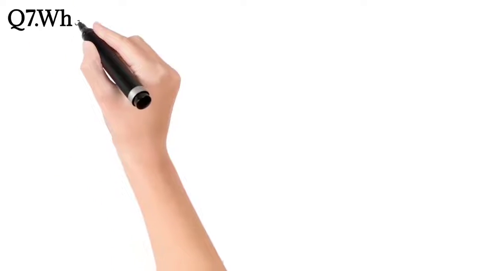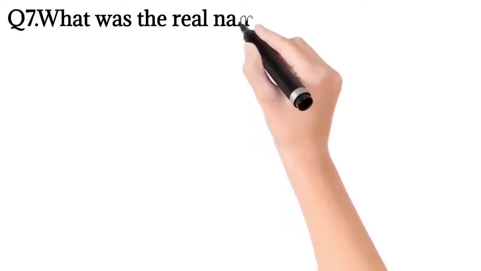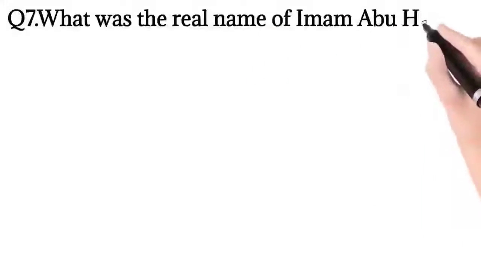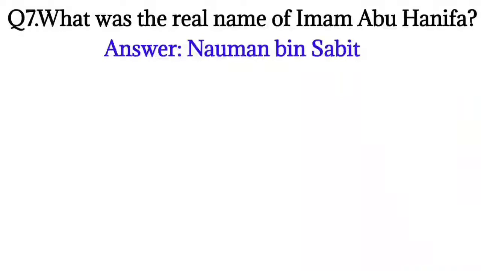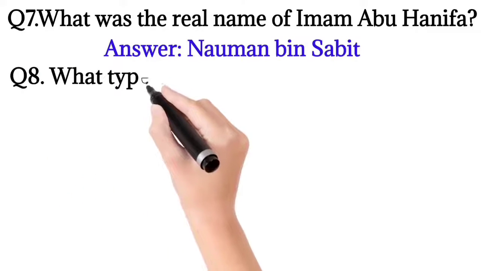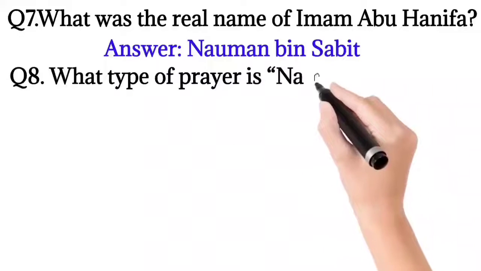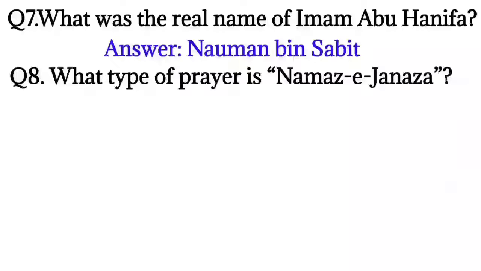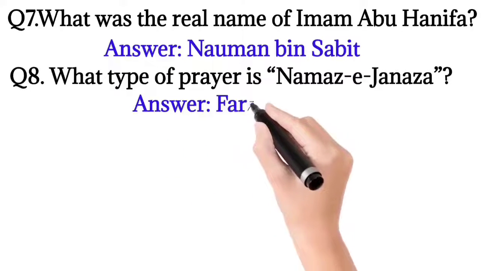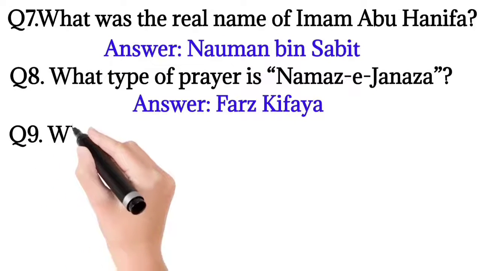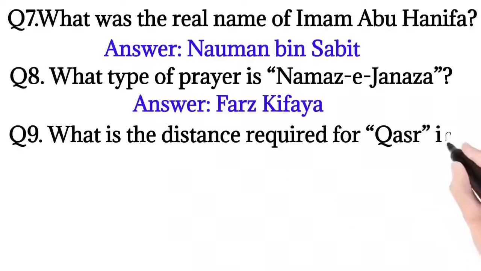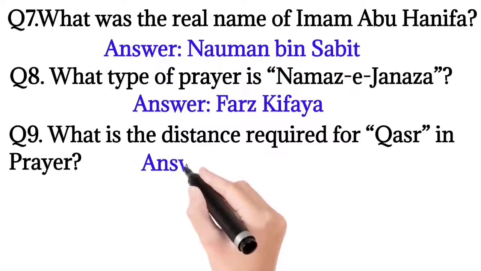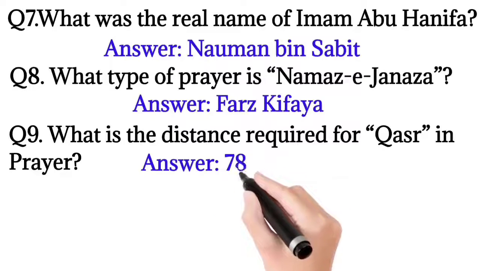Question number 7. What was the real name of Imam Abu Hanifa? So the answer is Numan bin Sabit. Question number 8. What type of prayer is Namaz Janaza? So the answer is Farz Kifaya. Question number 9. What is the distance required for qasr in prayers? So the answer is 78 kilometers.